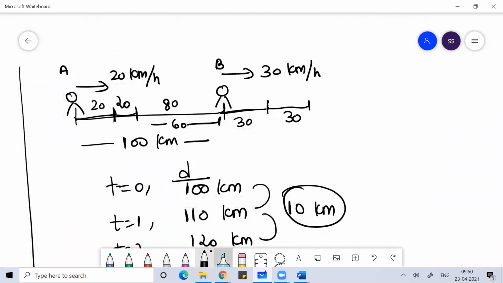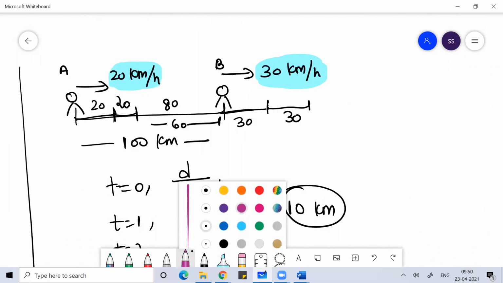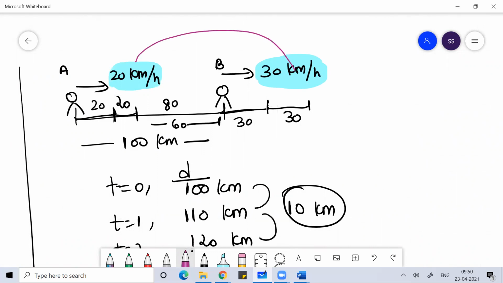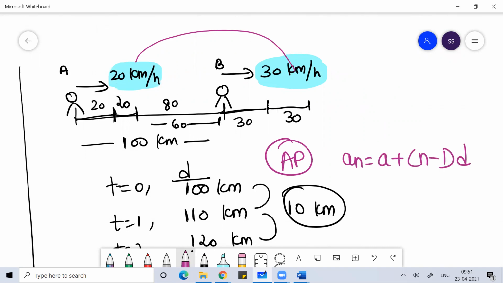How do you find that 10 kilometers? You can easily understand: the relative gap developing between the two persons ultimately depends upon the difference in speed between them. This follows AP, arithmetic progression. I believe you know AP. AP means the number increases or decreases with a constant difference. So the nth term in AP is A plus (n minus 1) into D, and the sum of n terms in AP is n by 2 into (2A plus (n minus 1) into D).